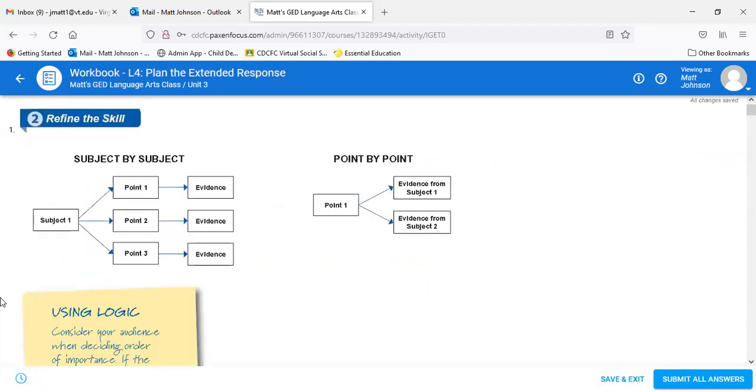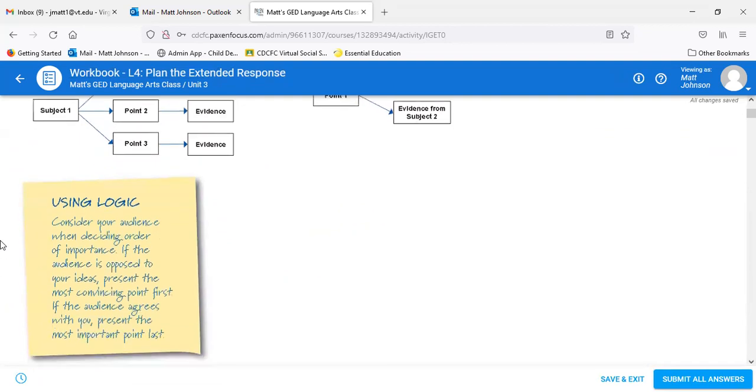So let's start our response here. It says, considering your audience. When deciding order of importance, if the audience is opposed to your ideas, present the most convincing point first. If the audience agrees with you, present the most important point last. Of course here, we don't know what your audience is, basically a grader. So it's just your choice, right? It's a dealer's choice whether you want to start with your best point or your weakest point. So that's just up to you.